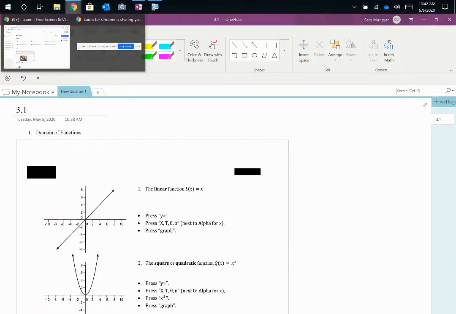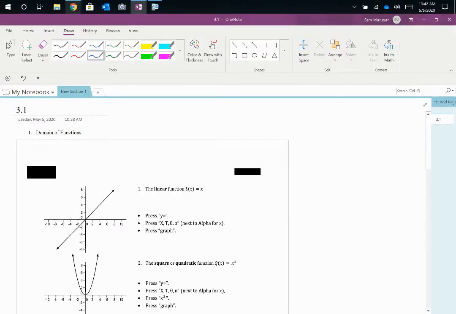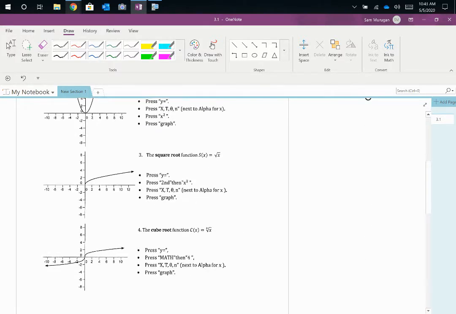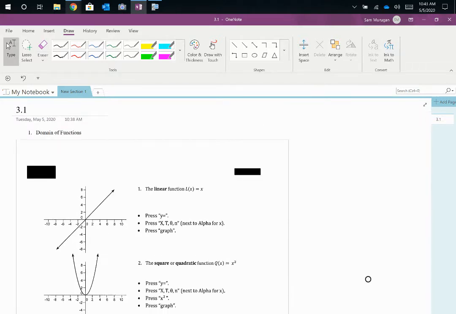Chapter 3.1, we're looking at a lot of different things in this chapter, starting with the domain of functions. And I want to first make sure that we know how to use the graphing calculator. So I've included a set of instructions here for the different types of functions, and we're also going to talk about the domain. Okay, so first, if you get your calculator or use your online calculator, I'm going to walk you through the steps of graphing these functions, starting with the linear function.